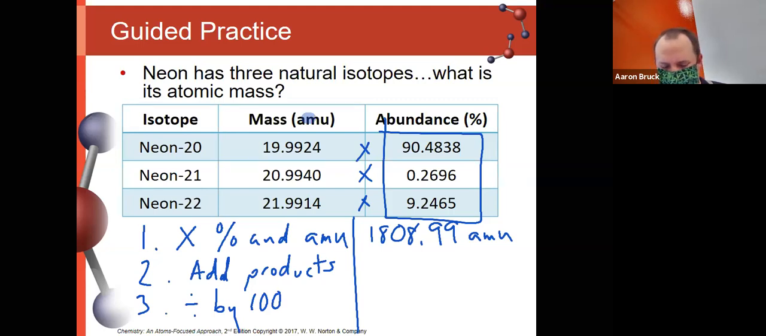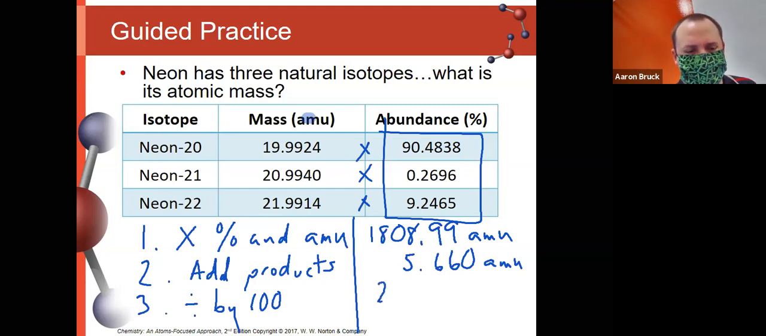20.9940 multiplied by 0.2696 gives me, to 4 significant figures this time, 5.660 AMUs. 21.9914 multiplied by 9.2465, this time to 5 significant figures, gives me 203.34 AMUs.